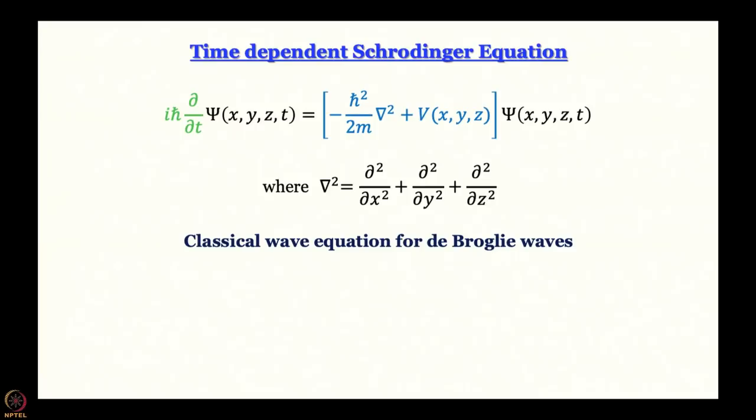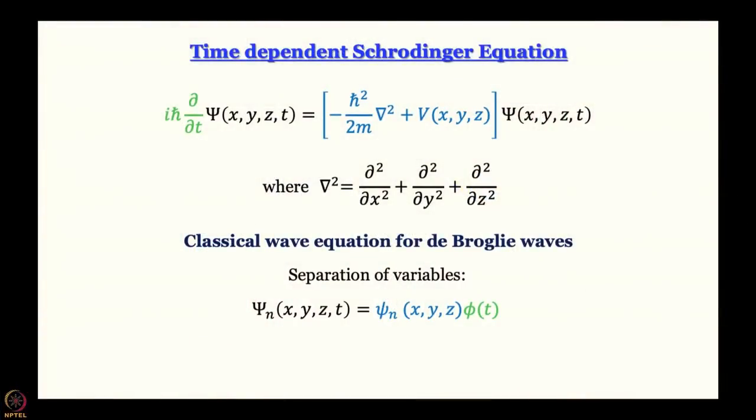So far this is what we have got. We have the time dependent Schrodinger equation, which is essentially the classical wave equation for de Broglie waves. Here on the left hand side we have the operator which is time dependent, and on the right hand side we have the Hamiltonian operator, which is time independent, space dependent. We have abbreviated del 2 del x 2 plus del 2 del y 2 plus del 2 del z 2 by the Laplacian, del square.